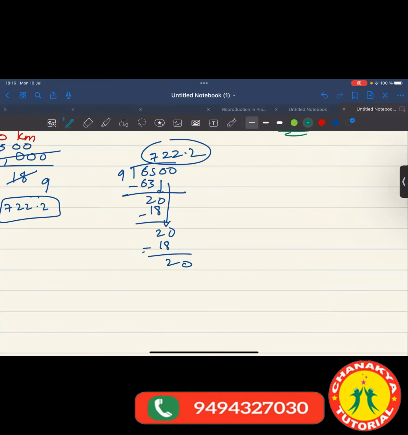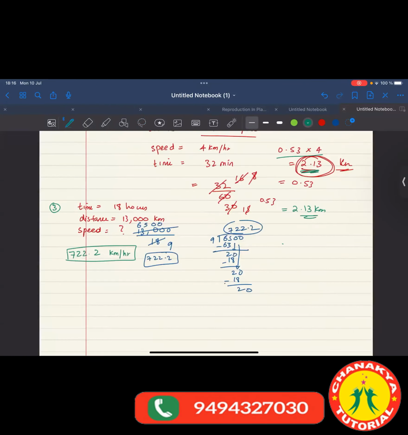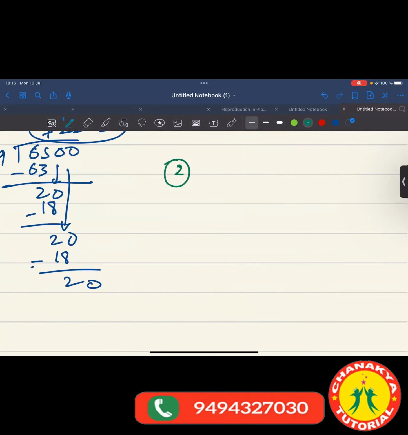Next sum. Okay. Tina finishes playing basketball in 2 hours, studies for an hour, and works out for 45 minutes. What is the total time spent in all the activities? So we know that the basketball is for 2 hours. Study for 1 hour. And workout 45 minutes.